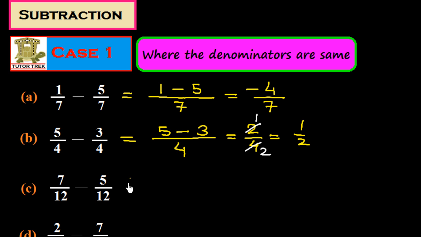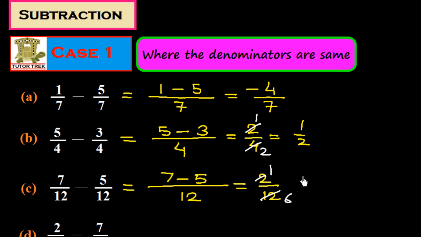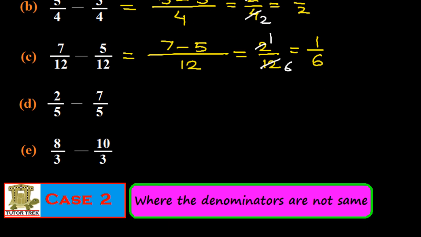Here in the third question, C, you see the denominator is 12, which is same in both the fractions. So we take 12 common and we subtract the numerators, 7 minus 5, which is 2 over 12. Now we simplify this: 2 1 times and 2 6 times. So finally we get 1 over 6.